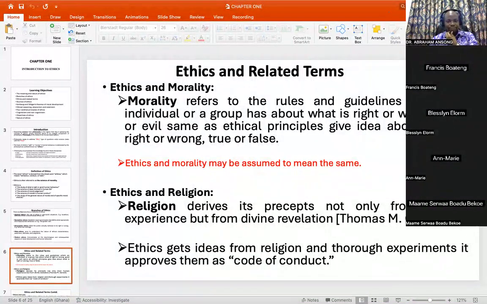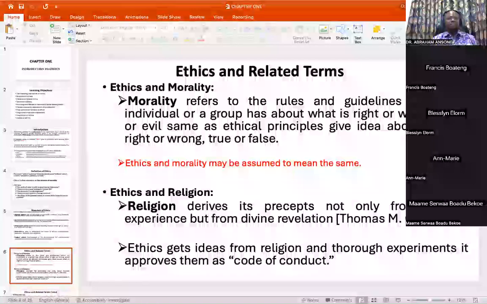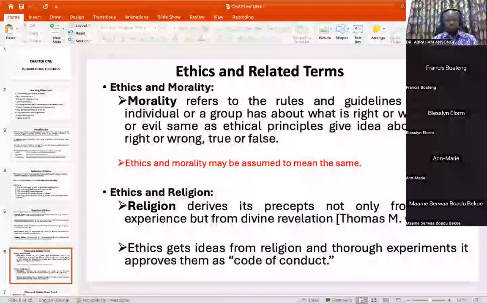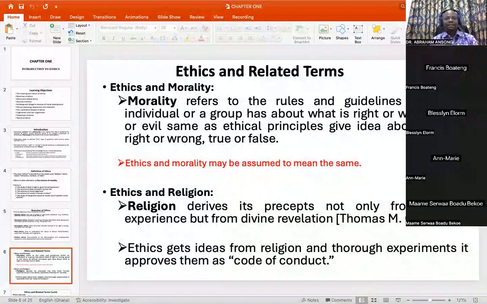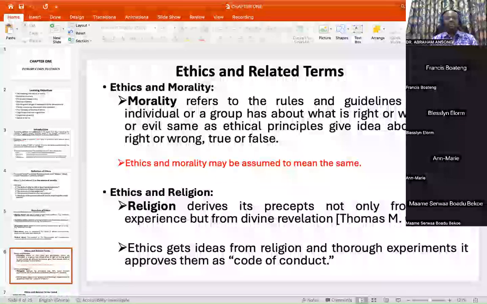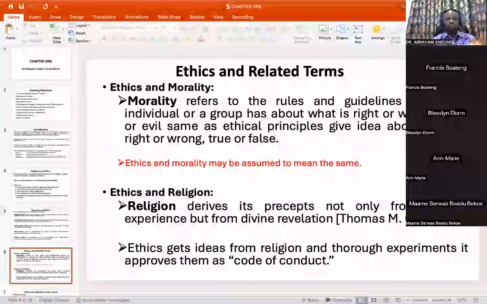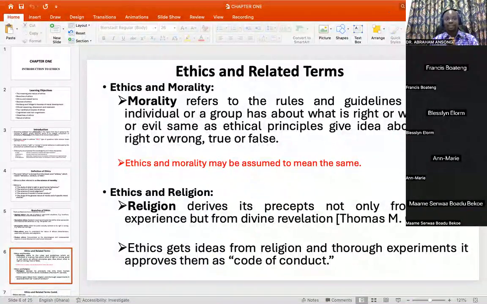Are they the same? Religion derives its precepts not only from human experience, but from divine revelations. Ethics are normally just rules and regulations that govern human institutions. Whenever a group of people come together and want to ensure sanity and order, normally there will be some rules and regulations that fall within the domain of ethics, to govern human behavior and human relations in organizations or groups.